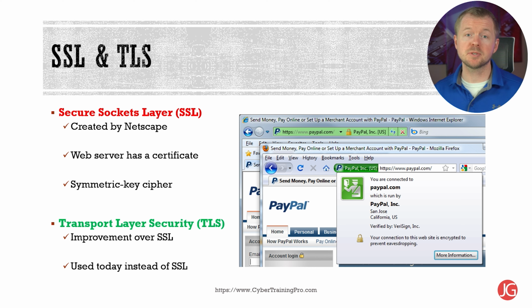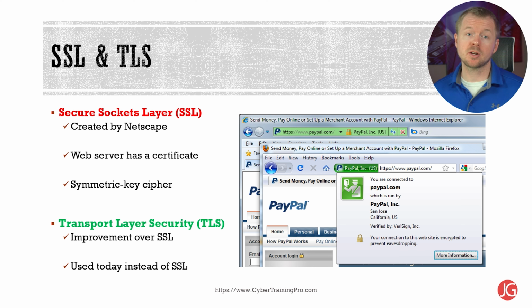With SSL, the web server creates a copy of their certificate that they have, and they send it to clients who access that server. The client then looks at the certificate to see if it's trusted by a root certificate authority. And if all is good, the client and the server negotiate a symmetric key cipher to use for a secure session.